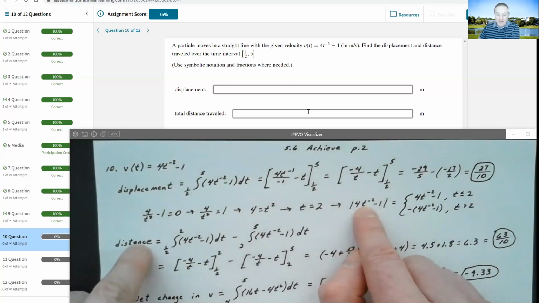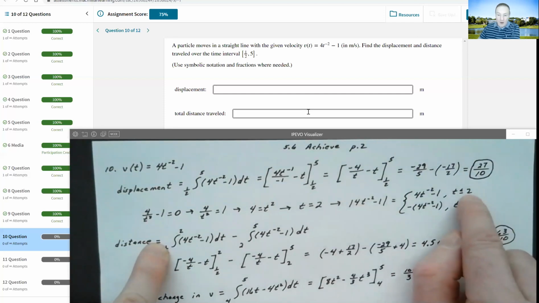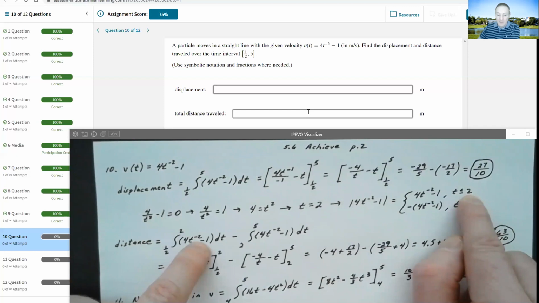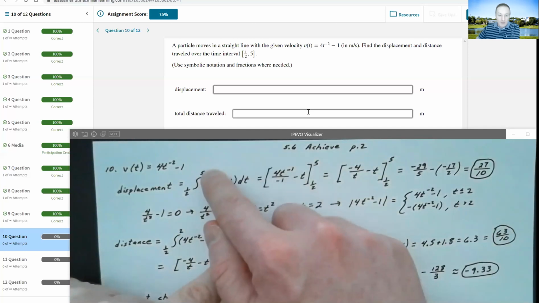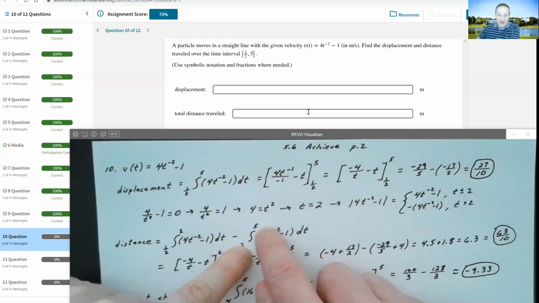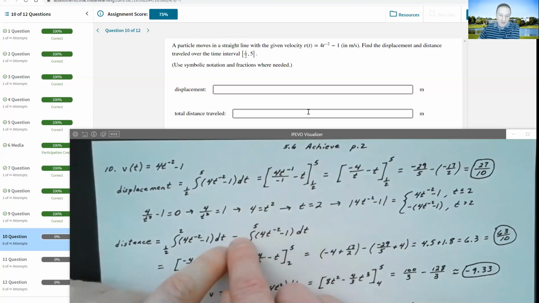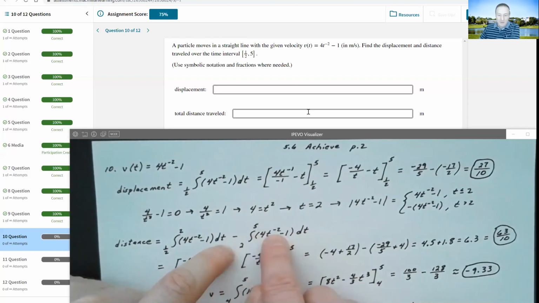So now for my distance formula, the motion began at 1/2. From 1/2 all the way up until 2, I can leave the function alone inside of that integral and integrate it with respect to time. However, for values after 2, until the motion ended at 5, I have to change the sign of the function. So you'll notice that's just why I subtracted this second integral. That's probably the easiest way to do it.